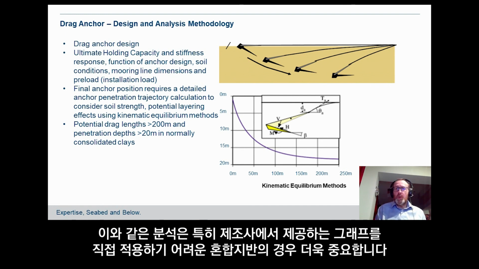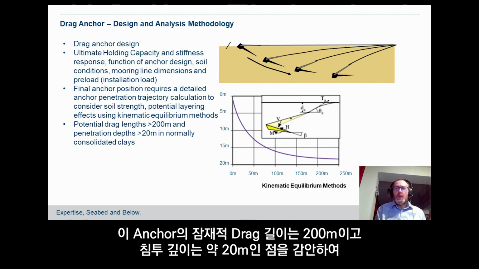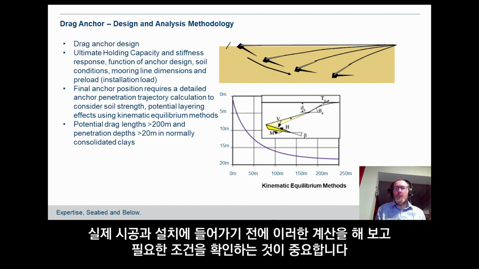This is particularly important when you've got mixed soils where the charts from the manufacturers break down. So you have potential drag lengths for these anchors of 200 meters and potential penetration depths of the order of 20 meters. So you can see how important it is to do these calculations and understand what that is before you get to site to construct them and install them.